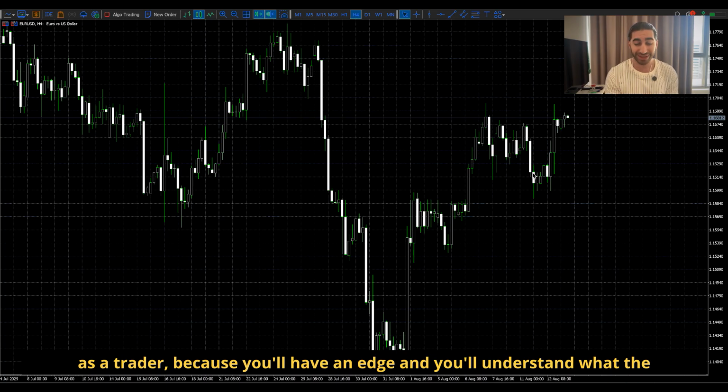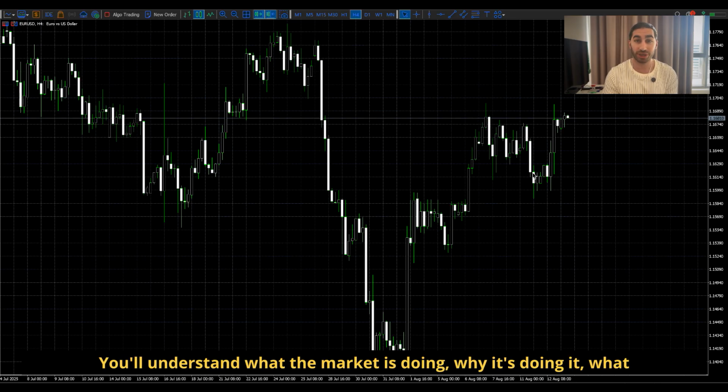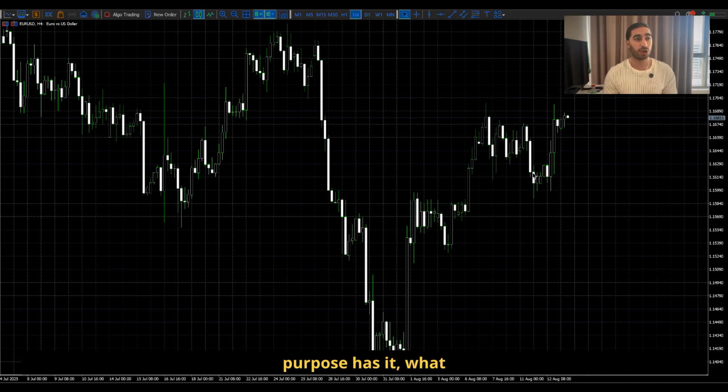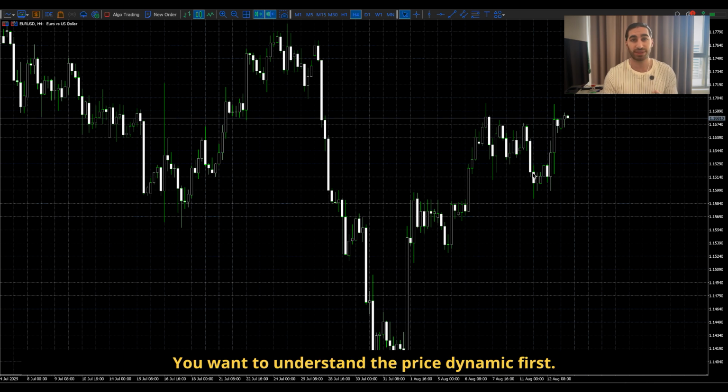But because you have fluctuations, because you have volatility, and you need volatility as a trader, you'll have an edge and you'll understand what the market is doing, why it's doing it, what purpose it has, what is making the price fluctuate. And you have a lot of tools to do that. But you don't want to rely on them. You want to understand the price dynamic first. You want to understand what's going on in the market.